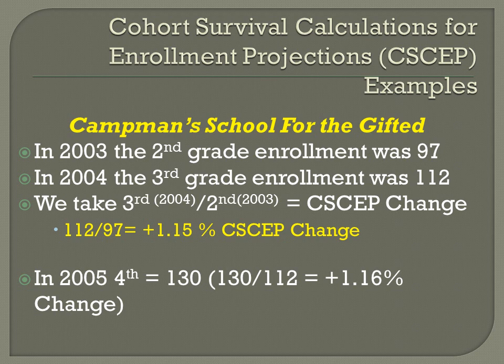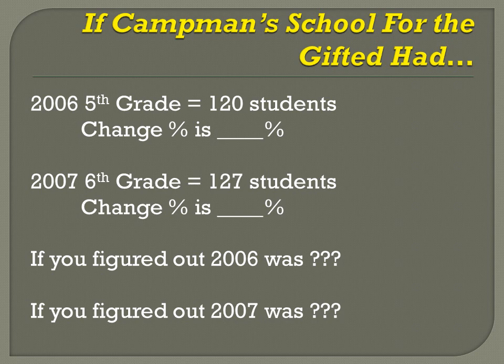So here we are at Campman School for the Gifted. In 2003, the 2nd grade class enrollment was 97. In 2004, the 3rd grade was 112. We divide the 3rd by the 2nd, and we get a plus 1.15. In 2005, the 4th grade was 130. So now we take that 130 and divide it by 112, and we get a positive 1.16.